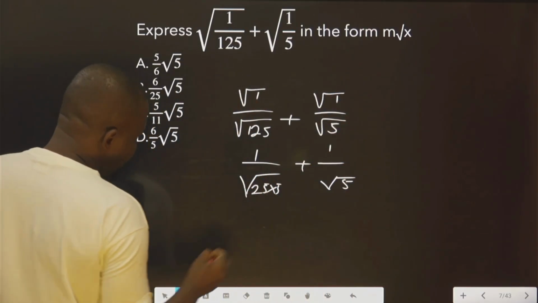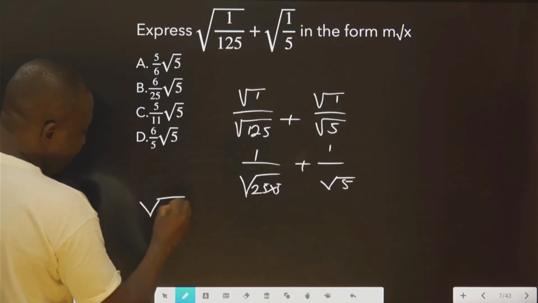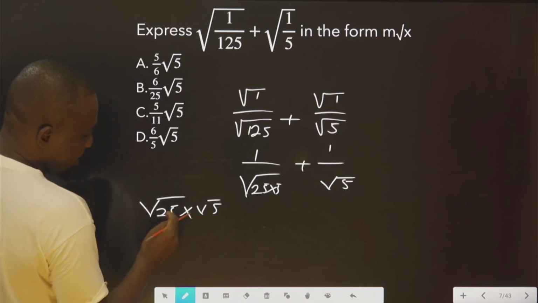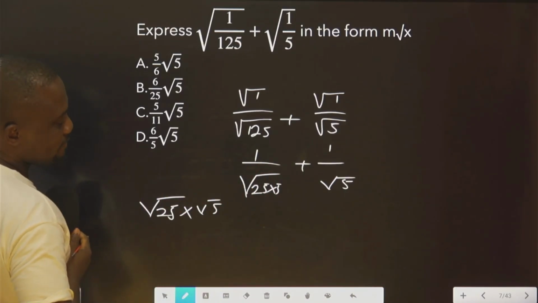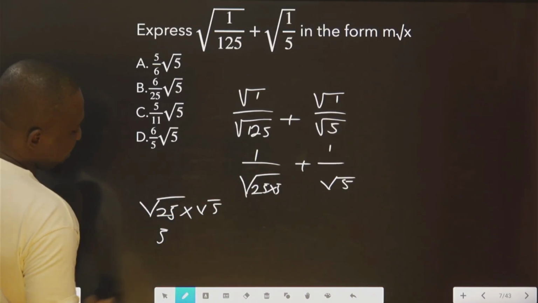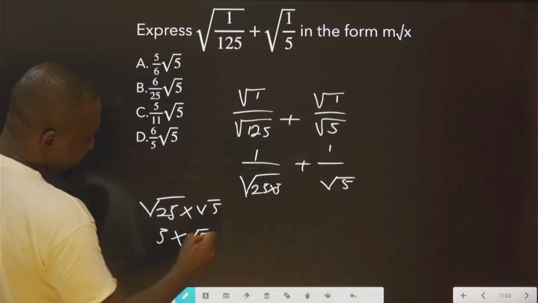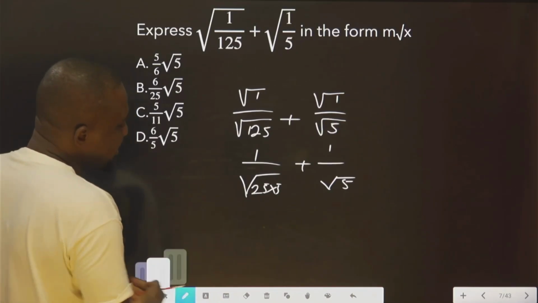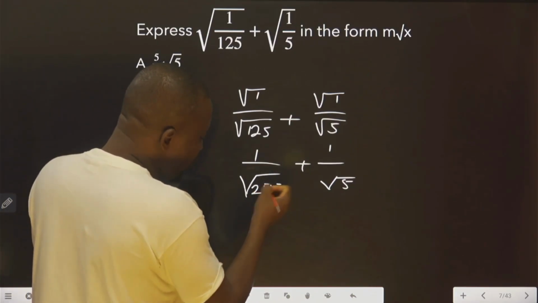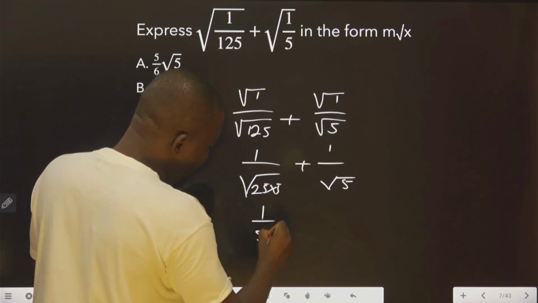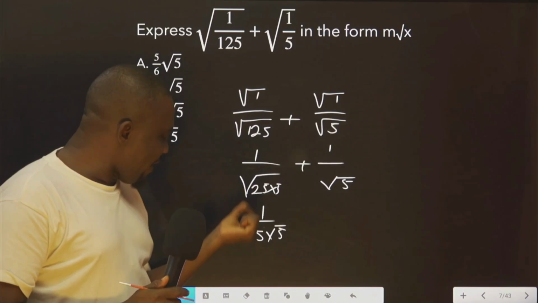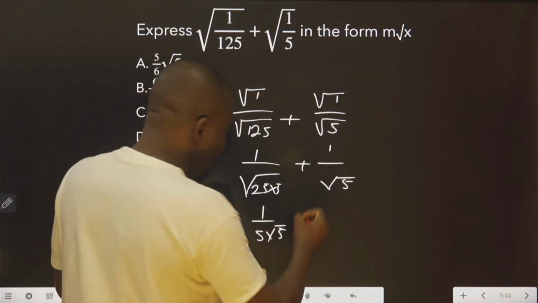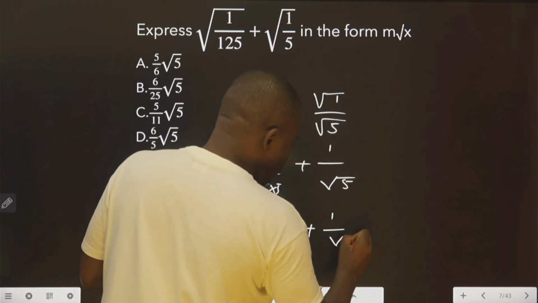Now this you can separate. You agree with me that this times this is also this. What is this? This is 5 times the square root of 5. That is 5 square root of 5. Okay, so what I am saying now is, this is simply 5 square root of 5. That's 5 square root of 5. This 25 is producing this 5, while this is square root of 5. Then plus 1 over square root of 5.